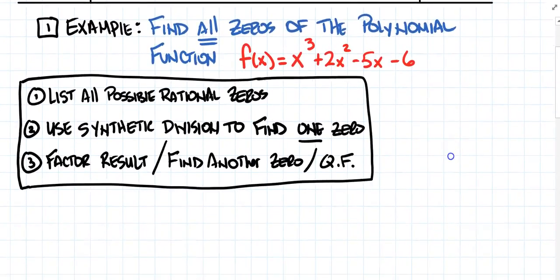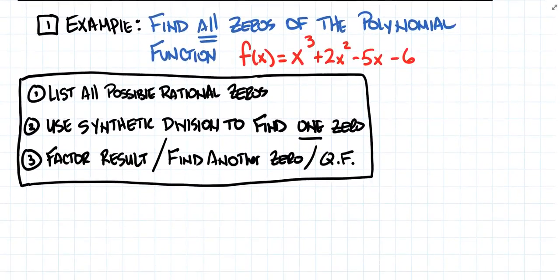First, we're going to list all possible rational zeros. Then, from that list, we're going to use synthetic division to find one zero. And then, we're going to factor the result, or find another zero, or use the quadratic formula, whichever one we can do. So let's follow this protocol here.